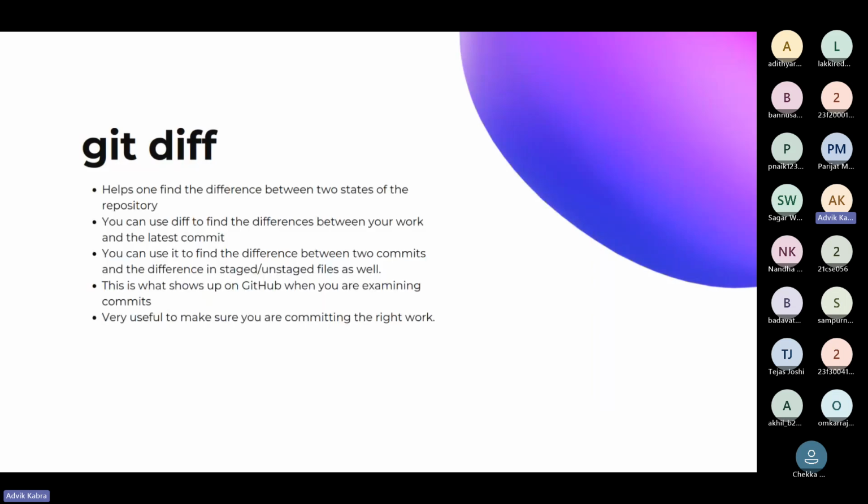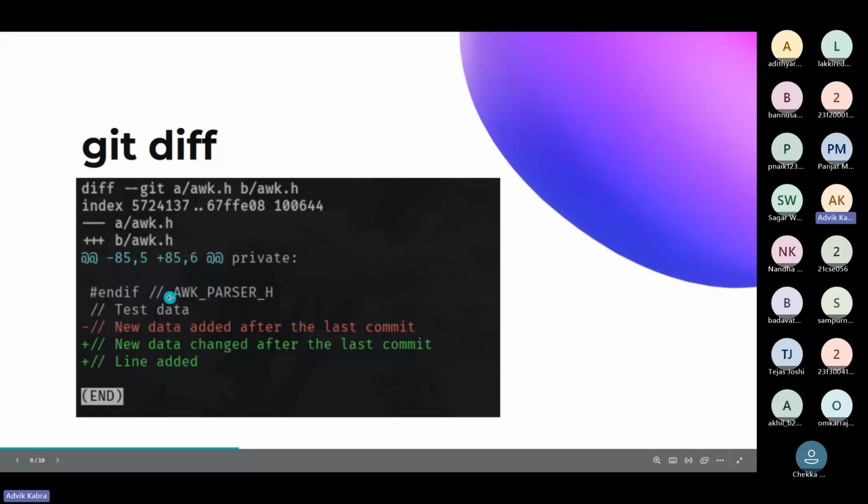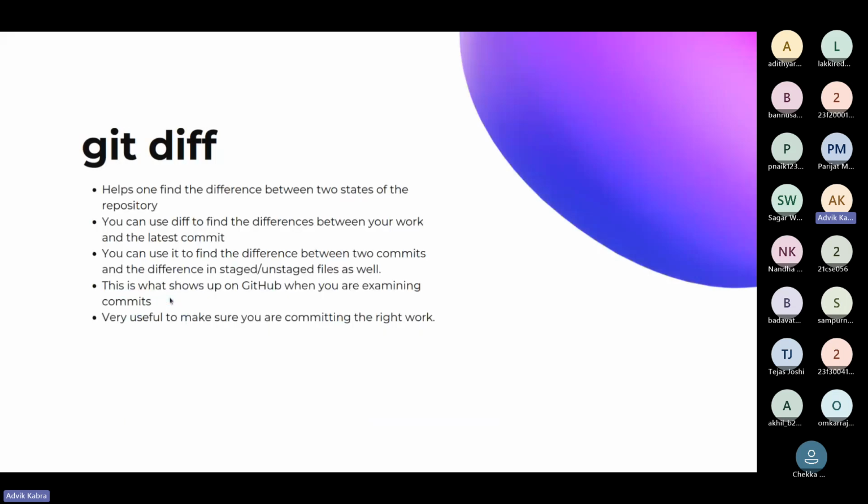So git diff. So this helps you find the difference between two states of the repository, right? So now say you have a repository and you've made some changes, you've removed this line, now you've changed it, you've added a new line, stuff like that. Now you want to know what all changes you've made in the repository before you're committing, or you want to compare two commits, or you want to compare two branches, like you just want to compare two code bases and find out what exactly are the changes between. So that's the main use case of git diff.